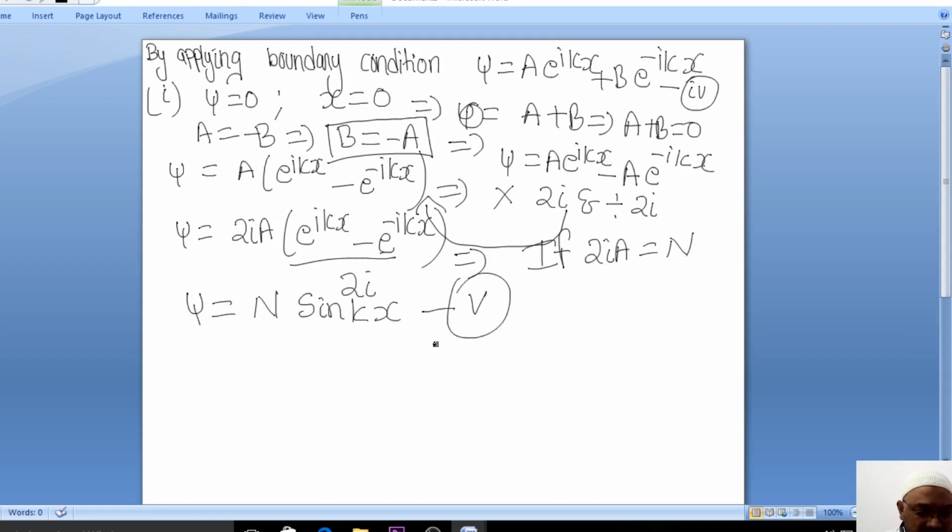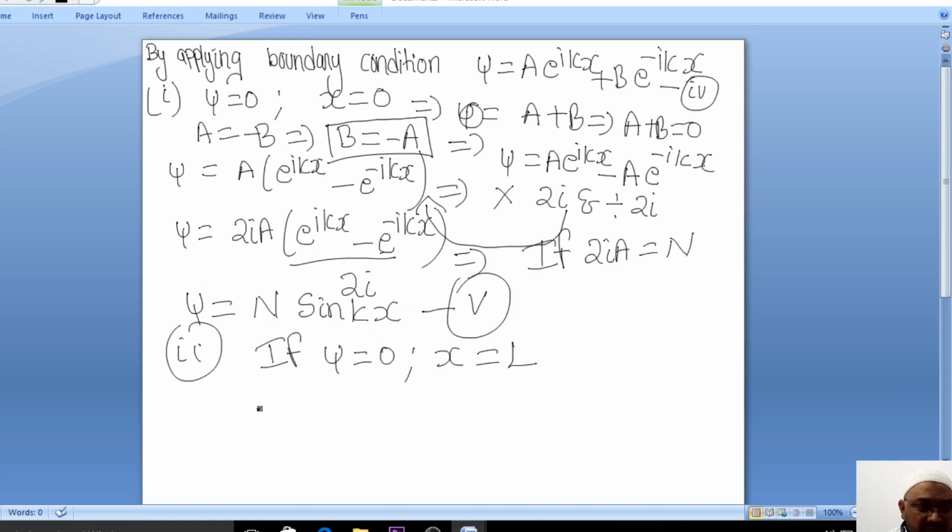Now I am applying the second boundary condition. What is the second boundary condition? It says that psi is equal to 0 at x equal to L. At the boundaries of the potential box, you will not find the wave character of the particle. We started with psi is equal to 0 at x is equal to 0, and we got psi is equal to N sine kx. This is the last value that we have obtained.